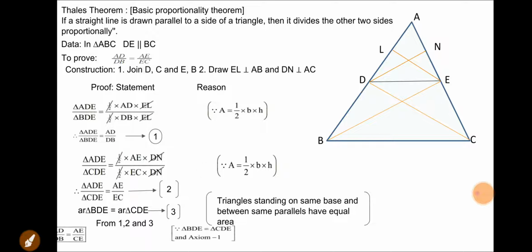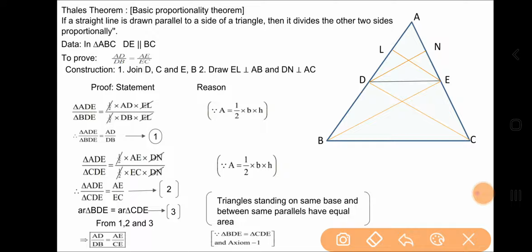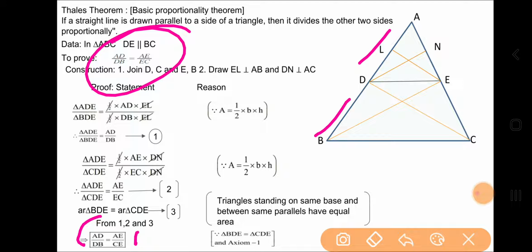Therefore, according to equations 1, 2 and 3, what can I write? AD by BD is equal to AE by CE. That is what I needed to prove according to the theorem, and I have proved it by axiom 1.